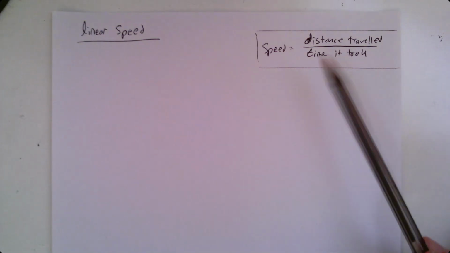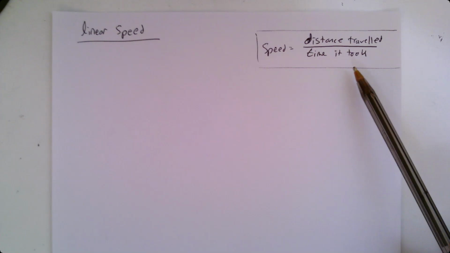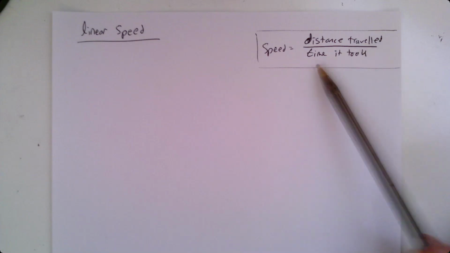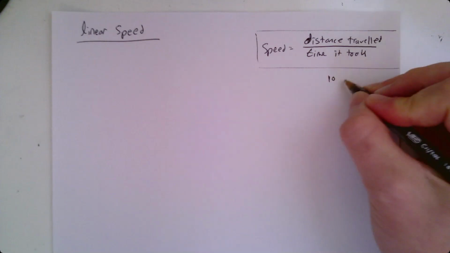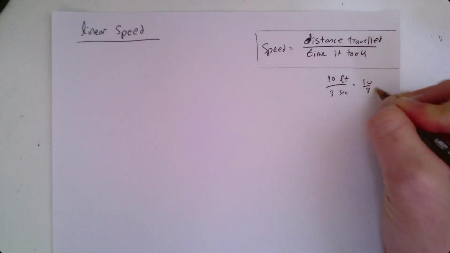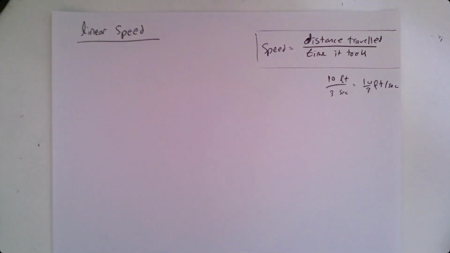There are two key definitions that you always want to come back to, and I think you know them already. Linear speed would just be some distance that you traveled divided by how much time it took to travel. So if I went, for example, 10 feet in 3 seconds, I would be going 10 feet divided by 3 seconds, so 10/3 feet per second.